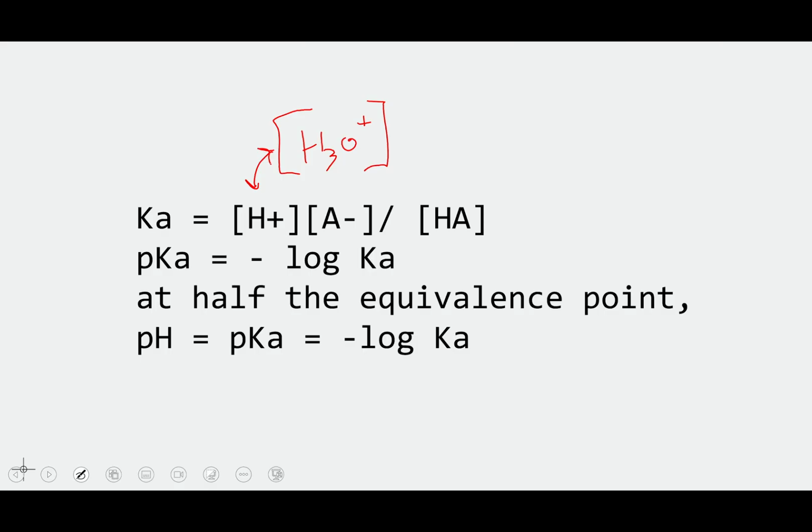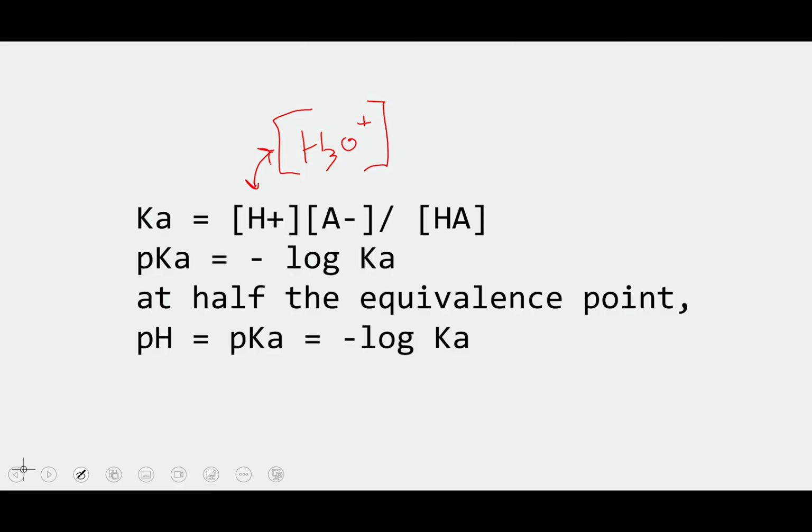It really depends on the solvent, but I don't think we go that in depth in unit 1. But that's what we have here. So we have the Ka being that relationship there, and our pKa would be the negative log of the Ka that we have up there. And we can say that pH is equal to the pKa, which is equal to the negative log of the Ka at half the equivalence point.